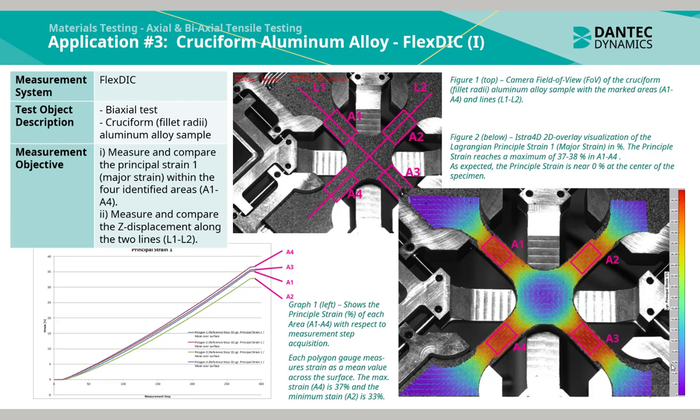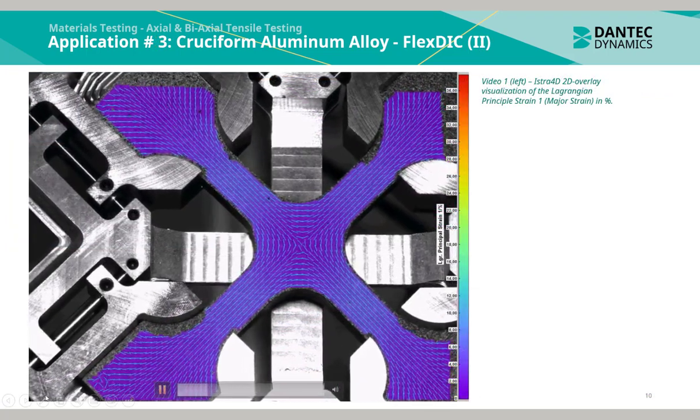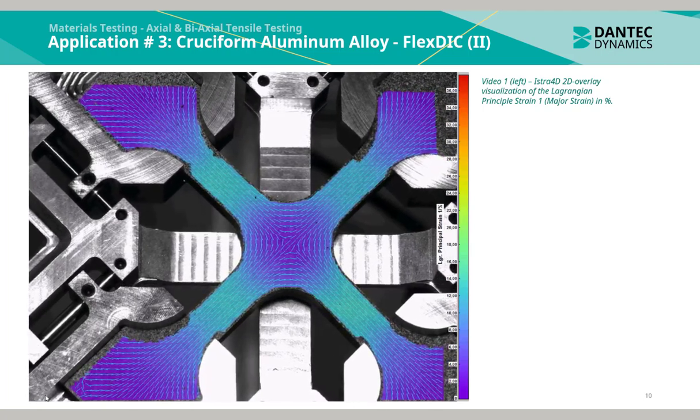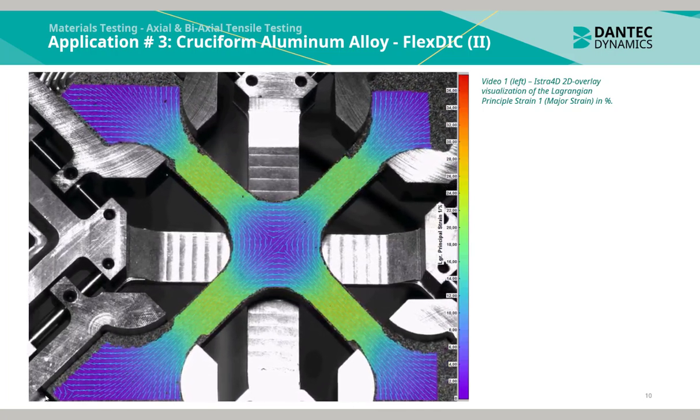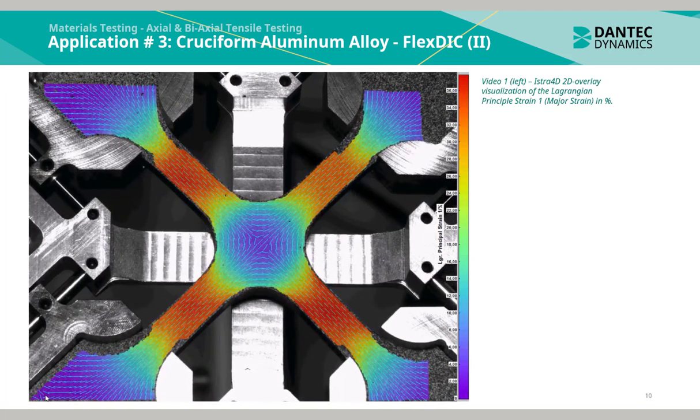In graph 1 to the left, we see the principal strain in percent of each areas 1 to 4 marked. Each polygon gauge measures strain as a mean value across the surface. The max strain A4 is 37% and the minimum strain A2 is 33%. In video 1 to the left, we see the ISTRA 4D 2D overlay visualization of the Lagrangian principal strain 1 in percentage. We can see the strain is concentrating inside the indicated areas A1 to A4.